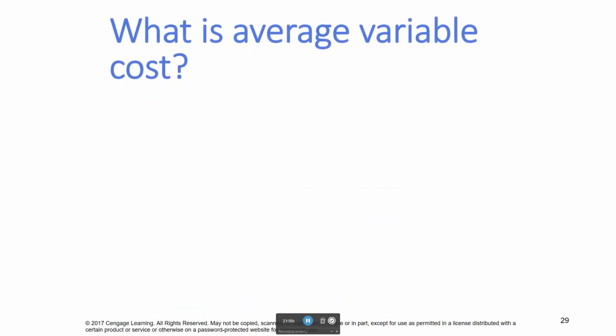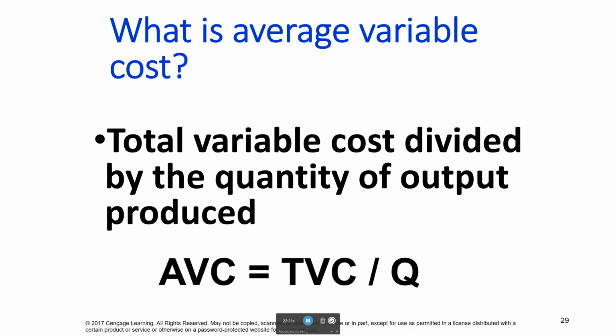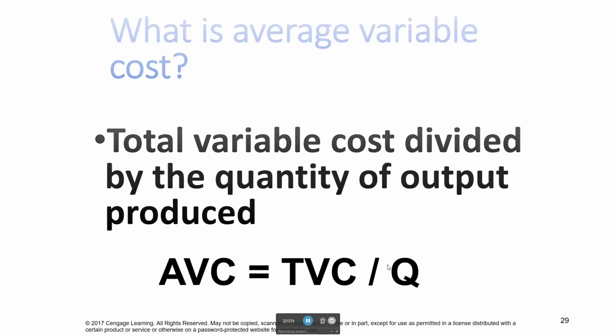To produce 4 pizzas, I have to pay my worker $10 to work that hour. Total variable cost of $10 divided by the quantity of output, the 4 pizzas I produce, will give me my average variable cost. So my total variable costs were 10. I divide that by the 4 pizzas I produce. At an output of 4 pizzas, my average variable costs are $2.50 per pizza. Average variable costs are equal to total variable cost divided by your output.